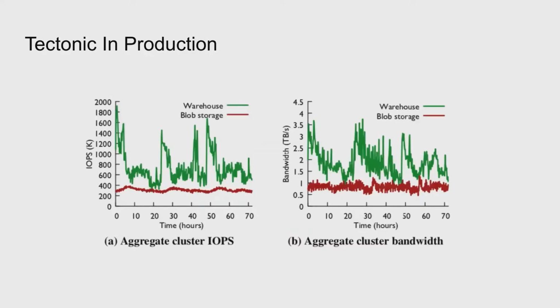Let's see how Tectonic does in production. The figure here shows cluster statistics for a 3-day period. Figure A on the left shows the aggregate IOPS, and figure B shows the aggregate disk bandwidth. As you can see, the data warehouse workload has large and regular load spikes, which are triggered when the batch job runs, while the blob storage traffic is very smooth and predictable.